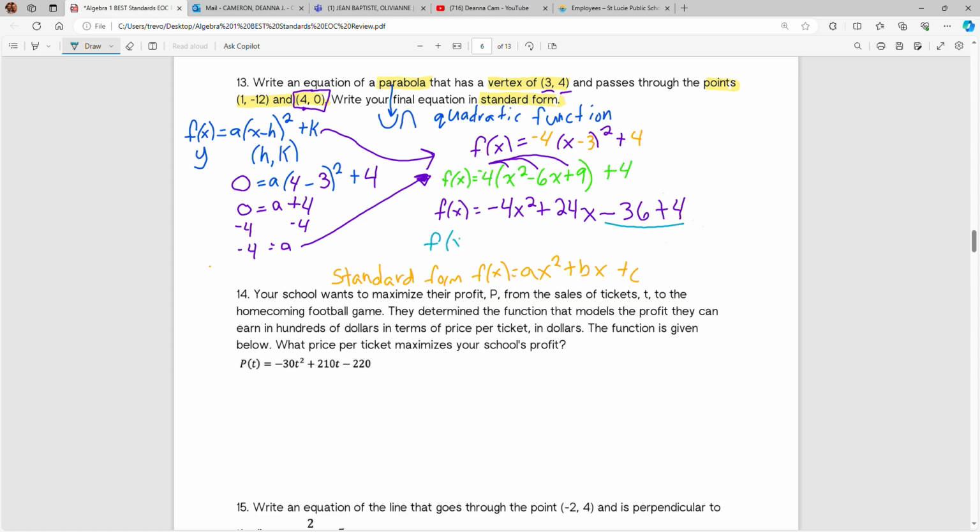F of x equals negative 4x squared plus 24x. And we said negative 36 plus 4 is negative 32. And now this looks just like the standard form. Check the answer key. And we are done with number 13.